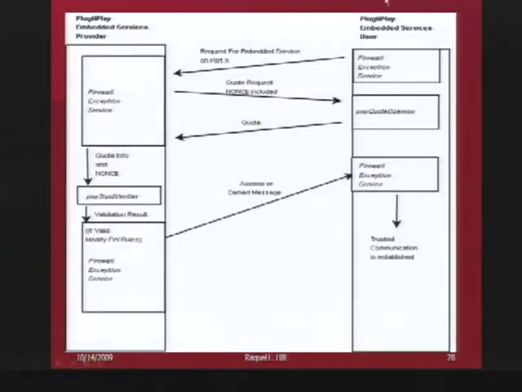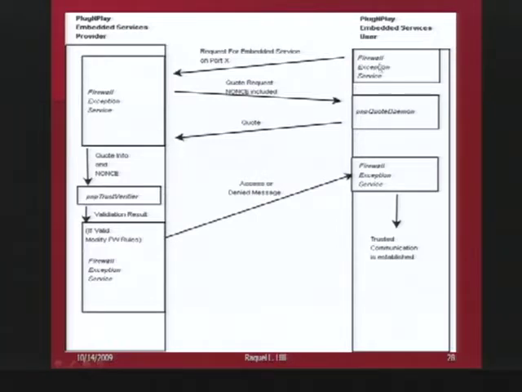Okay. So when we look at this figure, I apologize because I know the words are not large enough. This is how we see this interaction occurring. So you have your plug and play embedded services user, and you have the provider. The provider is actually going to evaluate the remote user or the remote entity. Think of this as an ATM.